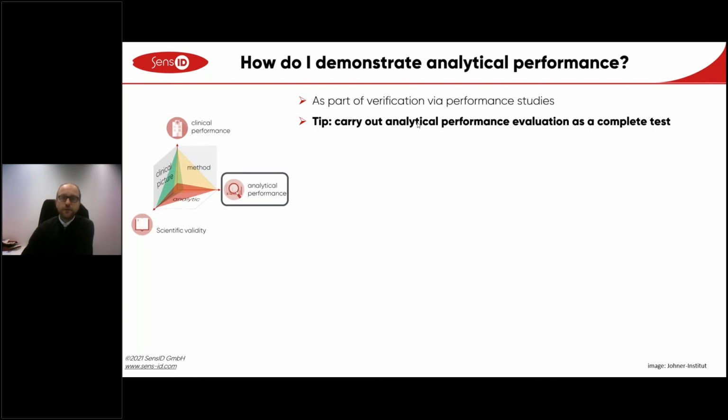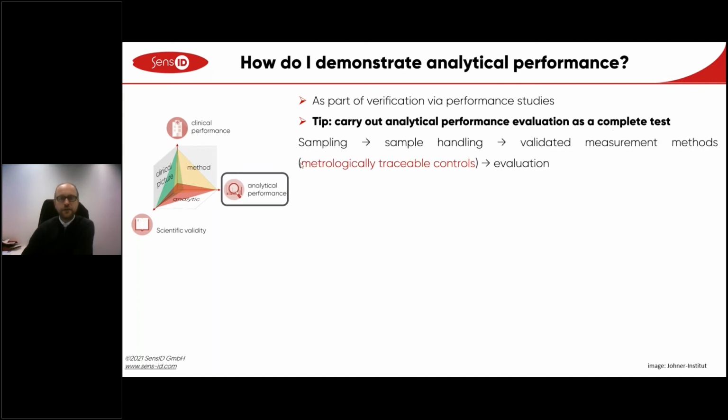So how do we demonstrate analytical performance? You can do that as a part of verification via performance studies. And our tip would be to carry out analytical performance evaluation as a complete test, which means you should start at sampling, do sample handling next, and use validated measurement methods. If possible, you should try to find metrologically traceable controls and afterwards do the evaluation. You should also compare with known reference methods and/or reference standards.